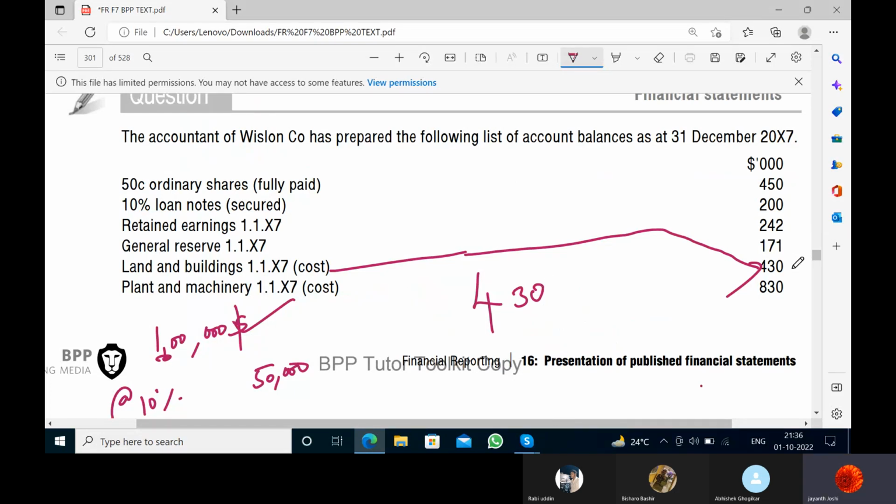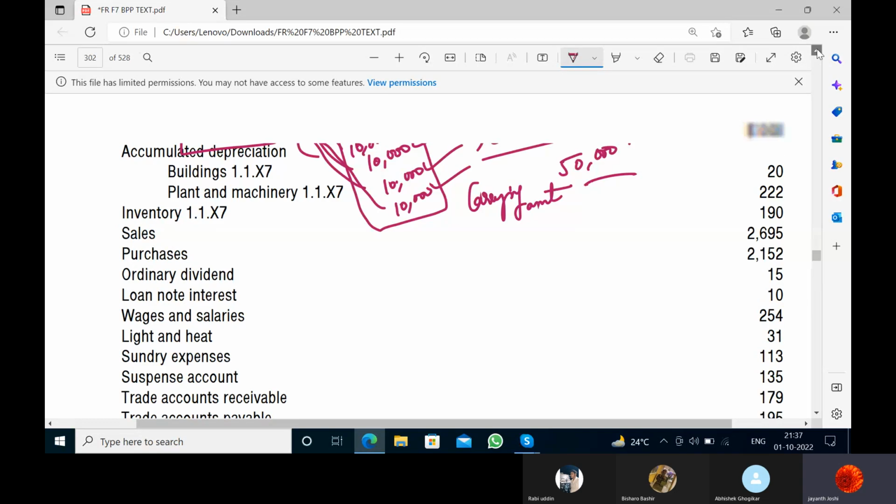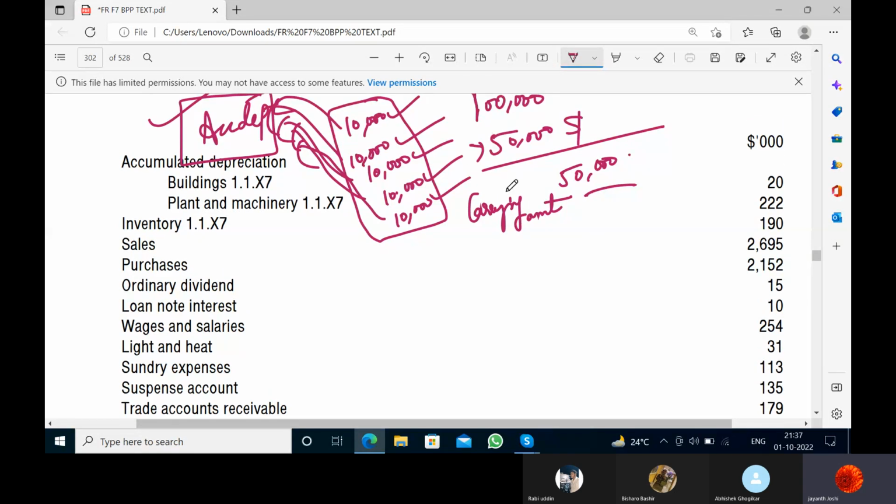So now see, this is the cost. This is the land and buildings given here. Now what we'll do is remove the accumulated depreciation from this. The accumulated depreciation of buildings is 20. So let's remove that from it.